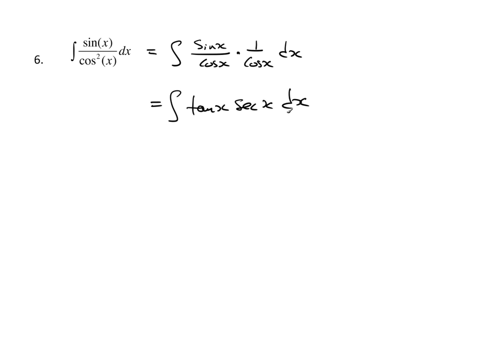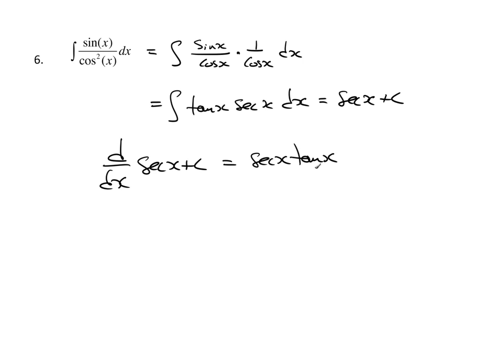So now I'm looking at this going, okay, the derivative of what will give me tangent times secant? Oh, that's secant plus c. Derivative of secant is secant times tangent, which is the same as tangent times secant. So if I take the derivative of this, d dx of secant of x plus c, that equals secant x tangent x plus 0, which is obviously my secant x tangent x right there.